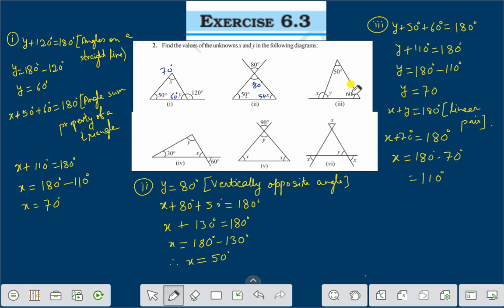In question 3 you see here, this is 50, this is 60. Therefore the value of y is equal to 70 degree, because 50 plus 60 is 110 plus 70 is 180 degree. And this is a linear pair. Therefore this is 70. That means this is 110 degree.